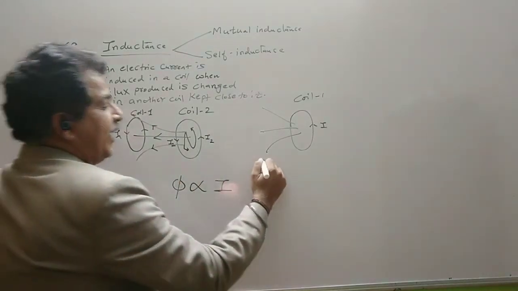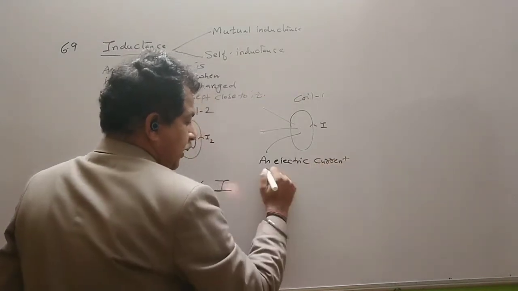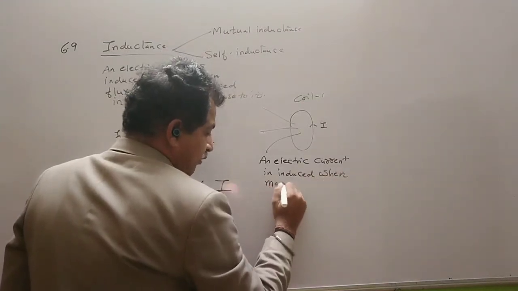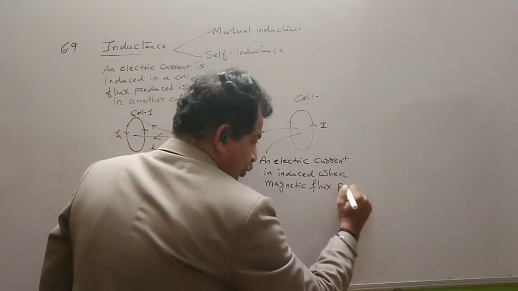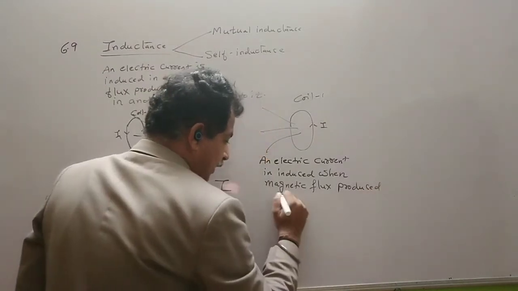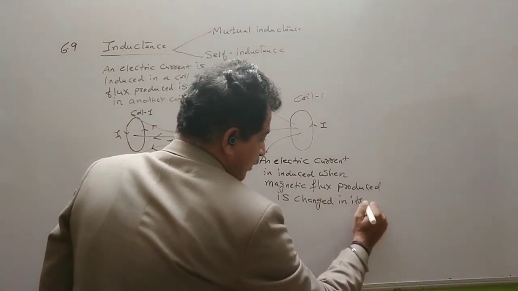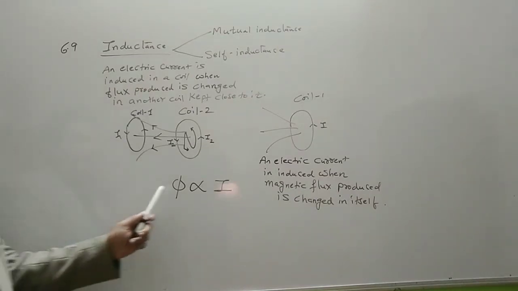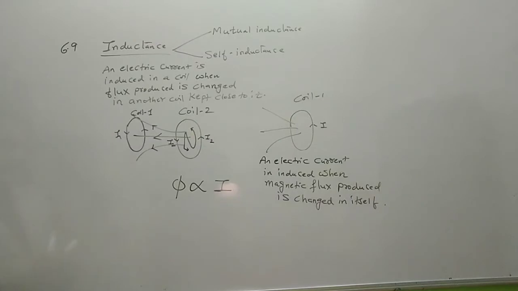Or an electric current is induced when magnetic flux produced is changed in itself. So again a current is induced when the magnetic flux produced is changed in itself. And this magnetic flux is directly proportional to I.